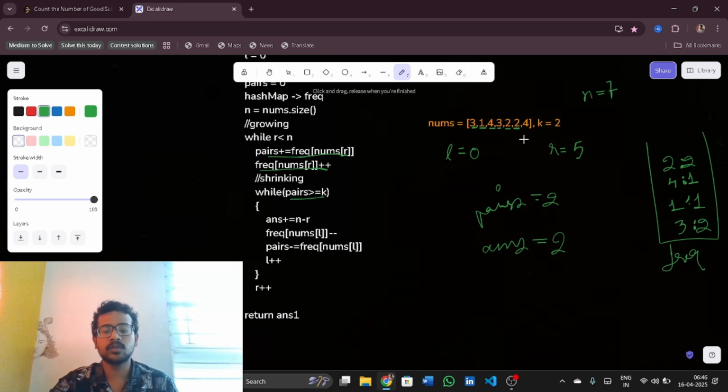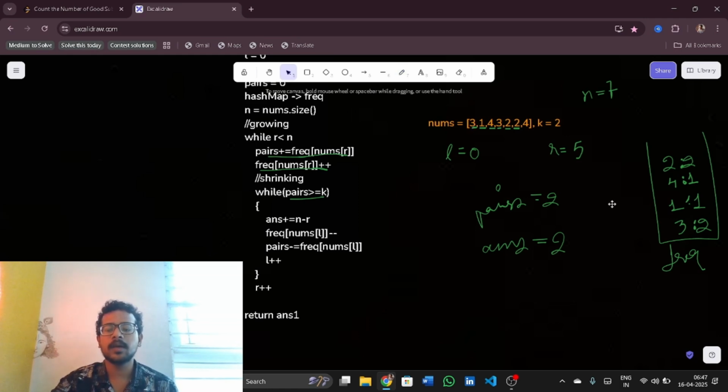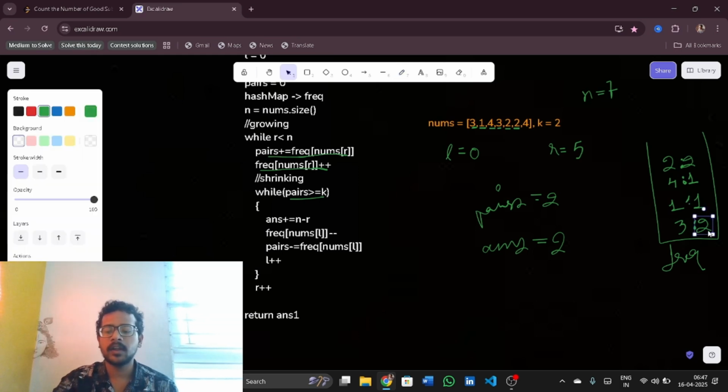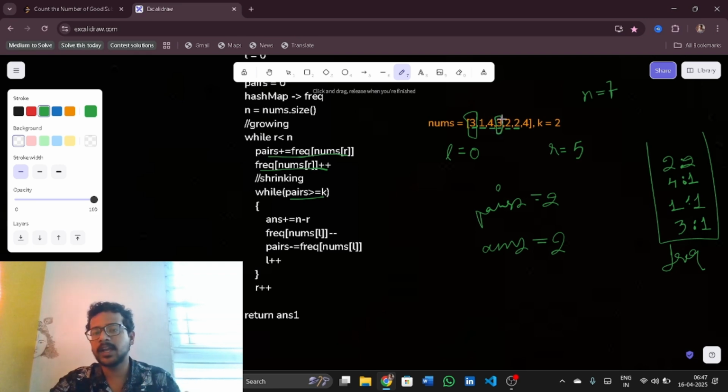So this is the use of sliding window without using any force. Frequency of nums of L minus minus. L is 0 till now. So nums of L is 3, so I am decrementing by 1. Then the frequency of 3 will be 1. Pairs minus is equal to frequency of nums of L. So pairs is having 2. Now frequency of nums of L is 1. That means I am decrementing, this pair will be absent, right? So this pair will not be in our sliding window as we are shrinking our sliding window. So pairs will be decremented by 1. Then I'll get pairs as 1.